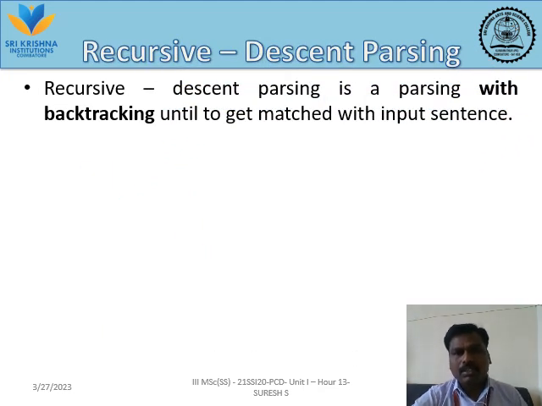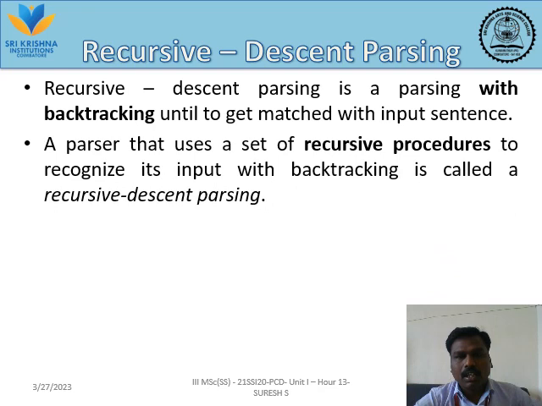So, what is recursive descent parsing? Now we will move on to the parsing technique, that is recursive descent parsing. It is parsing with backtracking until we get a match with the input sentence. As we have discussed already, you can think of a puzzle game, where a cat wants to find its home, or find the milk, or a rat wants to find a particular place.